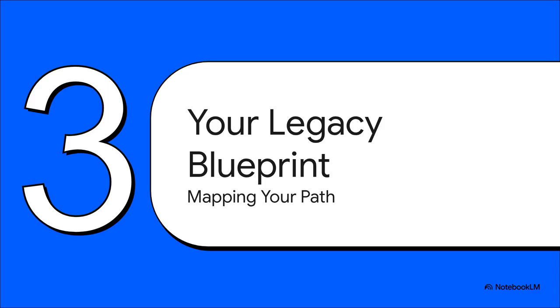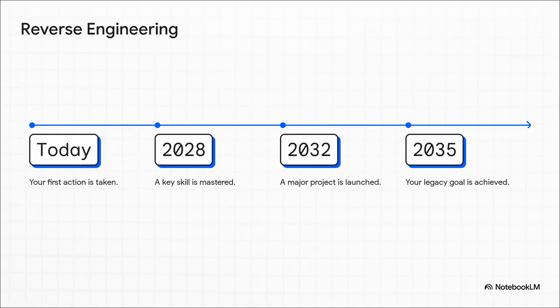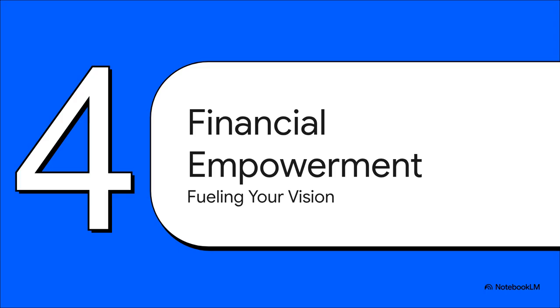So once you've got that vision and you've adopted that builder's mindset, we can get tactical. In section 3, we're going to create your legacy blueprint, mapping out the exact path from that future goal right back to this very moment. This is how you build a bridge from your future to your present. Just imagine your goal is achieved in, say, 2035. Well, what had to happen right before that? Maybe you launched a major project in 2032. Okay, and to launch that project, what key skill did you have to master by 2028? You just keep asking what came before that over and over until you land on the very first action you need to take today.